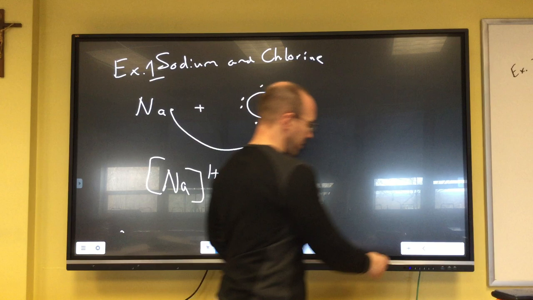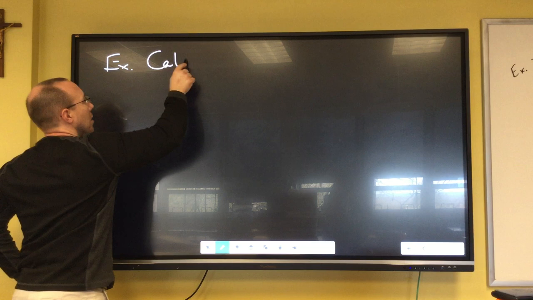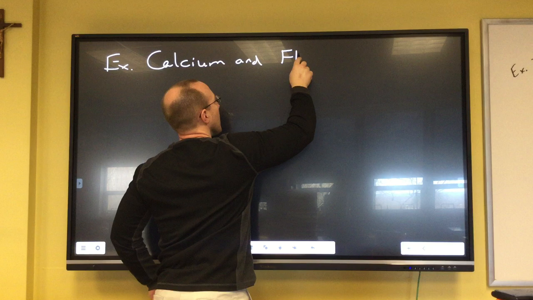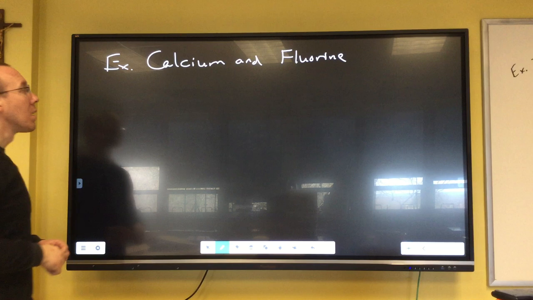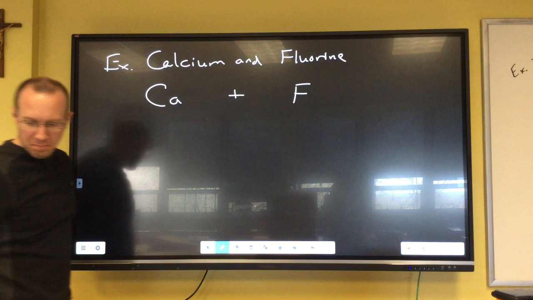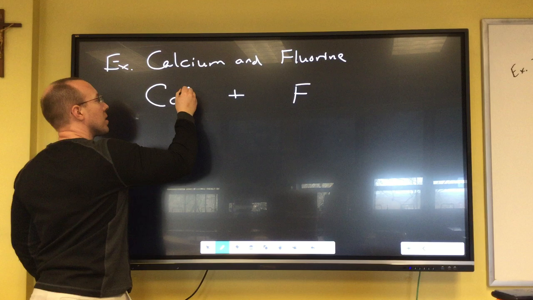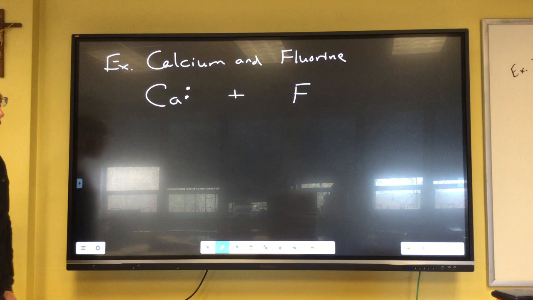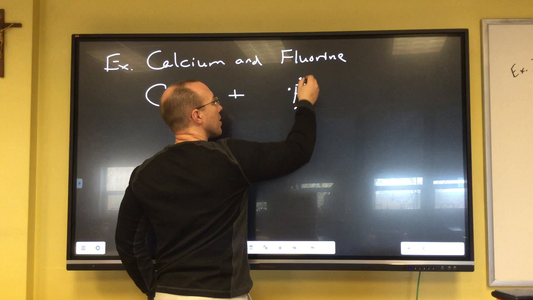Example 2. Calcium and fluorine. Calcium is Ca and fluorine is just F. So we're going to start out with calcium. There are two valence electrons, since it's in the second column. Fluorine has seven: one, two, three, four, five, six, seven.